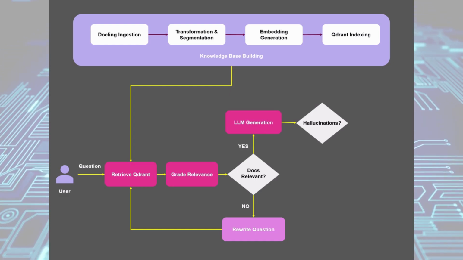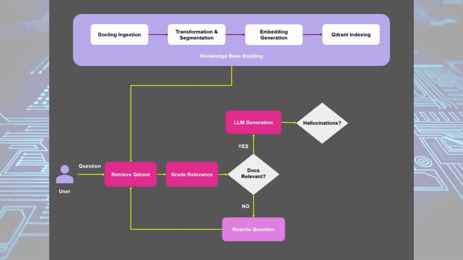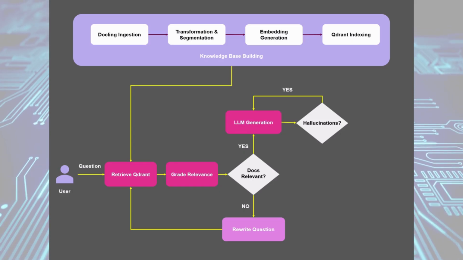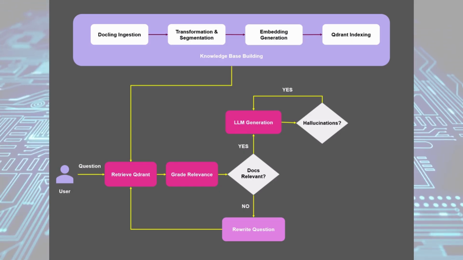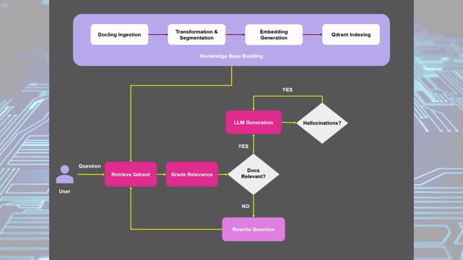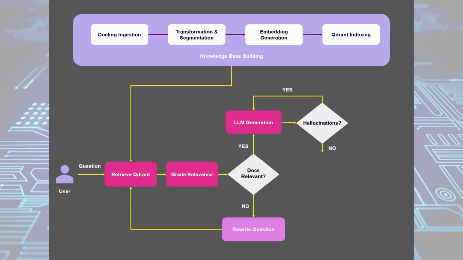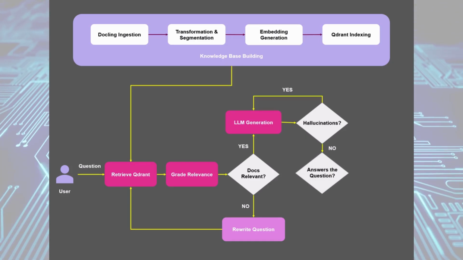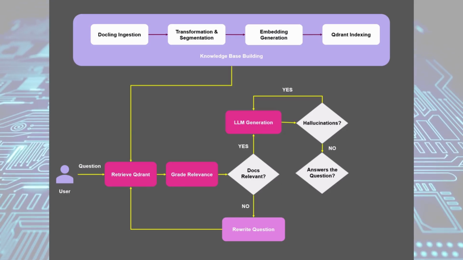Before delivering the response, the system performs a hallucination check to ensure that every part of the answer is grounded in the retrieved documents. If hallucinations are detected, the system loops back to LLM generation, prompting it to regenerate a more accurate response using the same context. If no hallucinations are found, the system evaluates whether the response actually addresses the user's question.